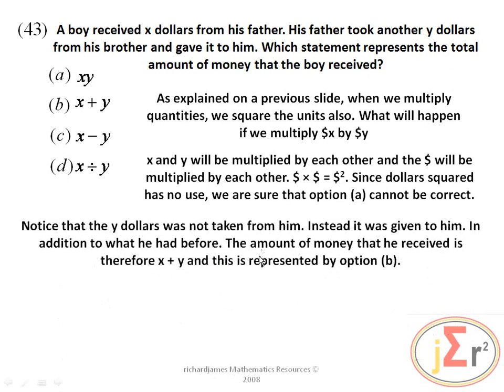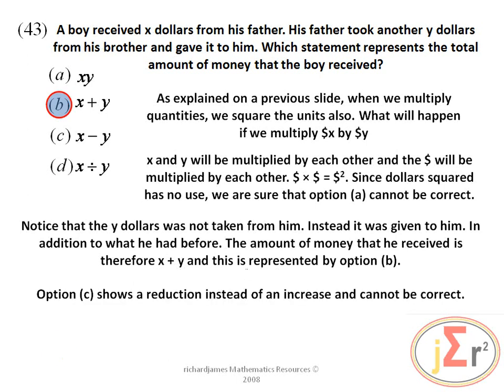Notice that Y dollars was not taken from him. Instead, it was given to him. So what do we notice? His father took another Y dollars from his brother. He did not take it from him. He took it from his brother and gave it to him. So it was not taken from him at all. It was taken from his brother and given to him. Therefore, the amount of money that he received is X plus Y. And this is represented by option B.